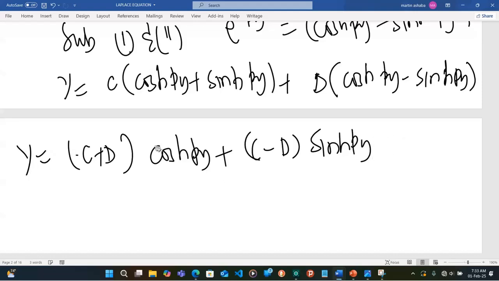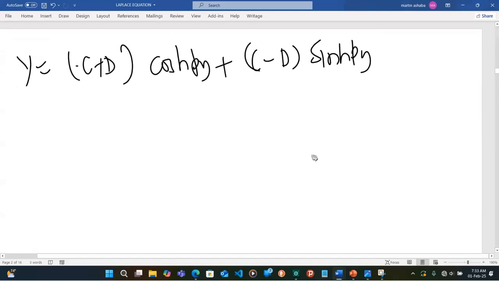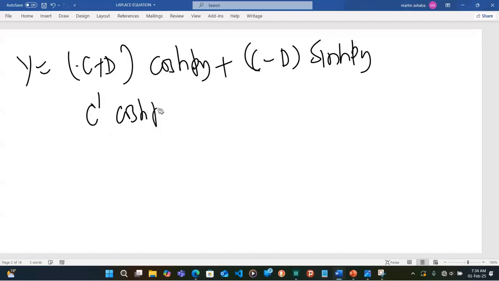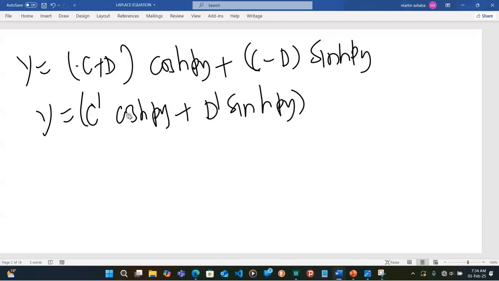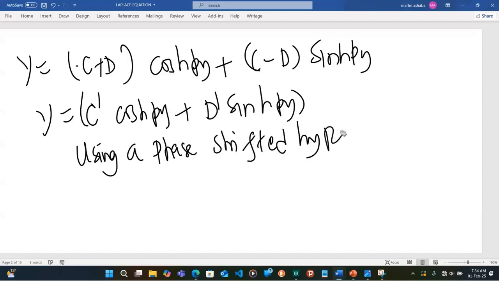And remember, this is still our y. So what does this call us to do? This is still a constant, and this is also a constant. So I can say this is c prime cosh py plus d prime sinh py. So that is y. And then what I'm going to do is use a phase shifted hyperbolic sine function to summarize this. So using a phase shifted hyperbolic sine function, we shall have another form.